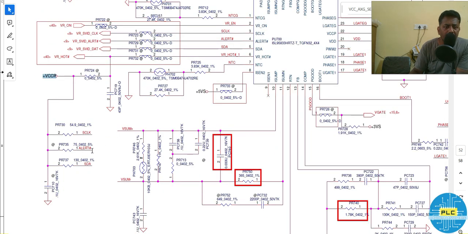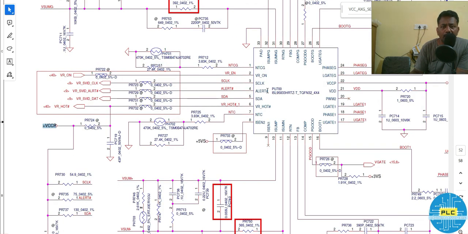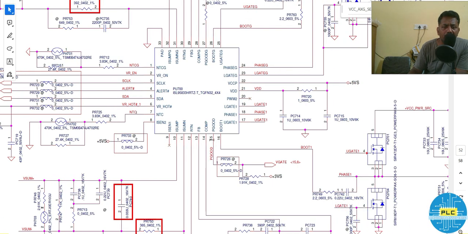Okay, next, what will it be? NTC, this is also one kind of thermal thing. This NTC is for VCC core, and NTCG is for the graphics core. Two phases, which I told you, no? So two phases. Pin numbers 1 and 7 are for thermal related information. Next, NTC over, what else?